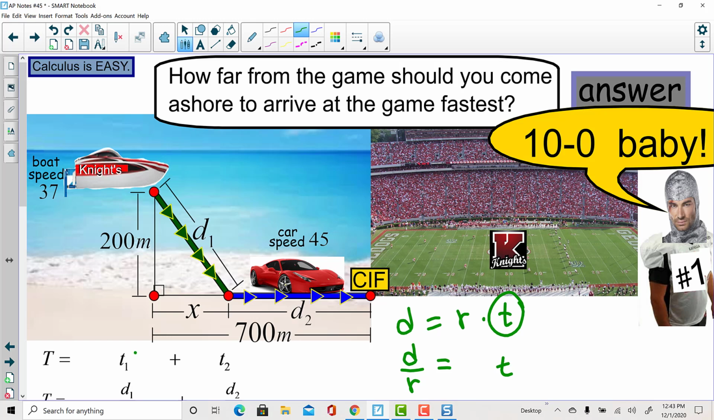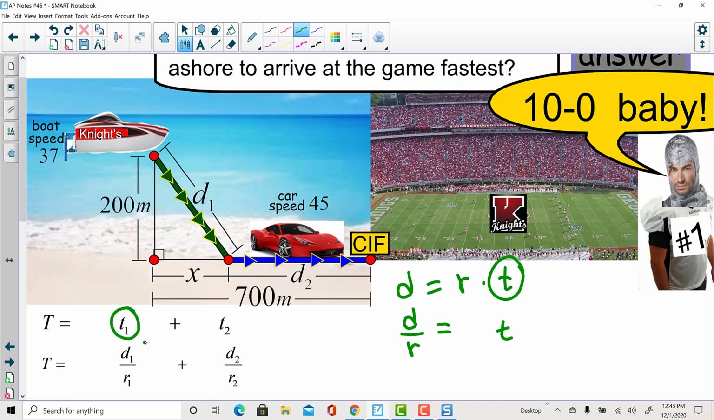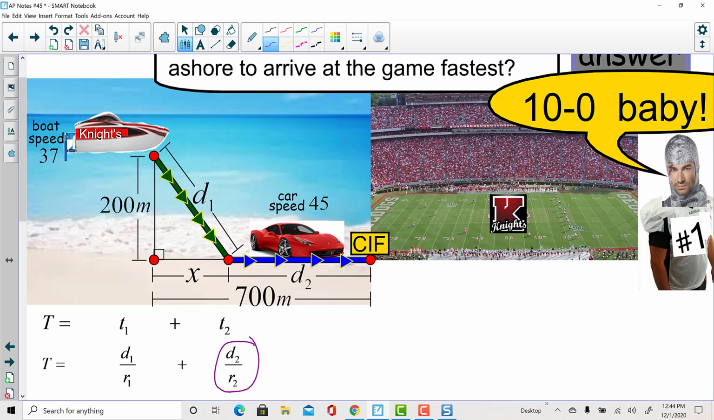So we're going to have time 1 and time 2. Time 1 is for the boat, time 2 is for the car. If you plug both of those things in, you replace the t1 with d1 over r1, and you replace the t2 with d2 over r2. Now it's kind of funny, if you look right here, it says r2, d2.